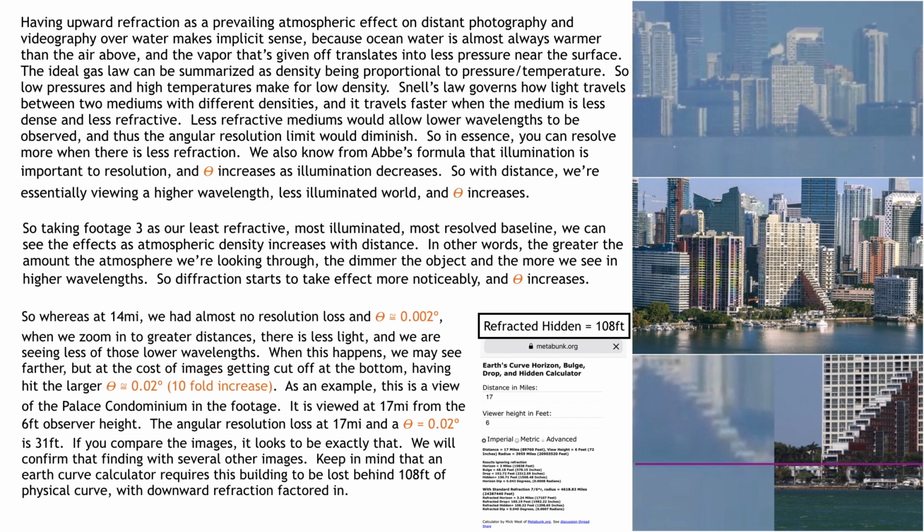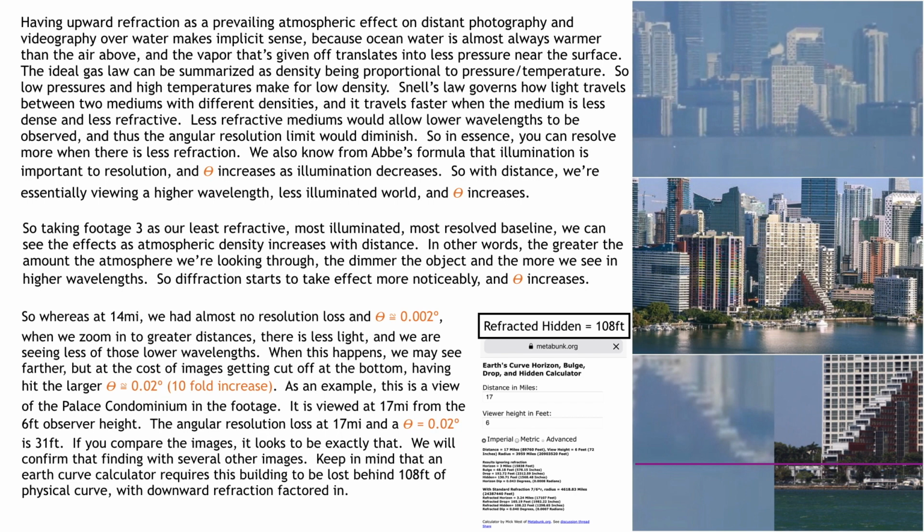So we also know from Abbe's formula that illumination is important to resolution, like we've talked about in part 1, and theta increases as illumination decreases. So with distance, we're essentially viewing higher wavelengths and in a less illuminated world. So taking footage 3 as our least refractive, most illuminated, most resolved baseline, we can see the effects of atmospheric density increasing with distance. In other words, the greater the amount of atmosphere we're looking through, the dimmer the object and the more we see in the higher wavelengths, like we talked about.